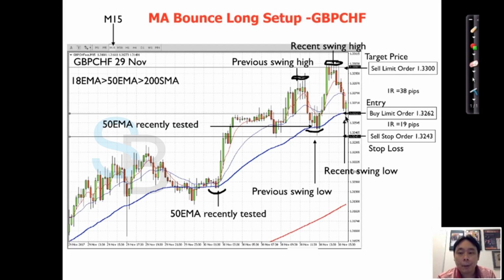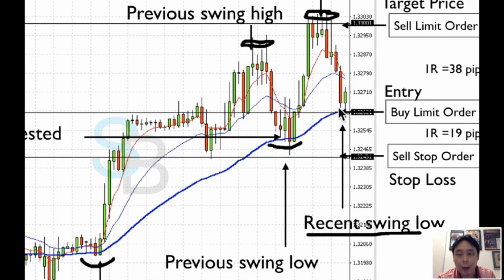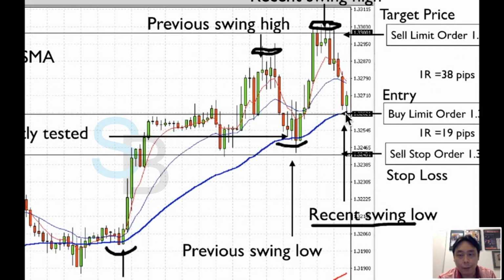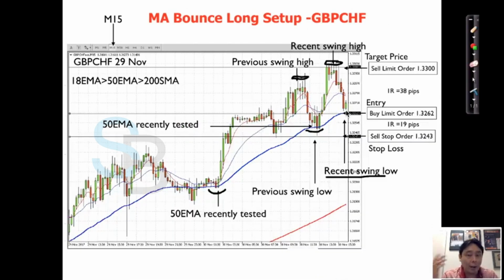Next, the recent swing low, which is the point of entry that we intend to buy, is it above the previous swing low? Is this low above the previous swing low? Yes, it is. So that checks out as well. That tells us it's an uptrend wave pattern. So that's fine. The 50 has been tested before, so that gives us confidence that this 50 will be respected.